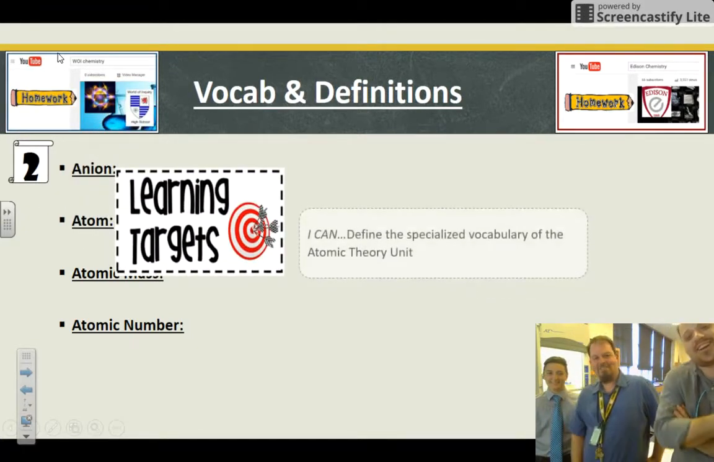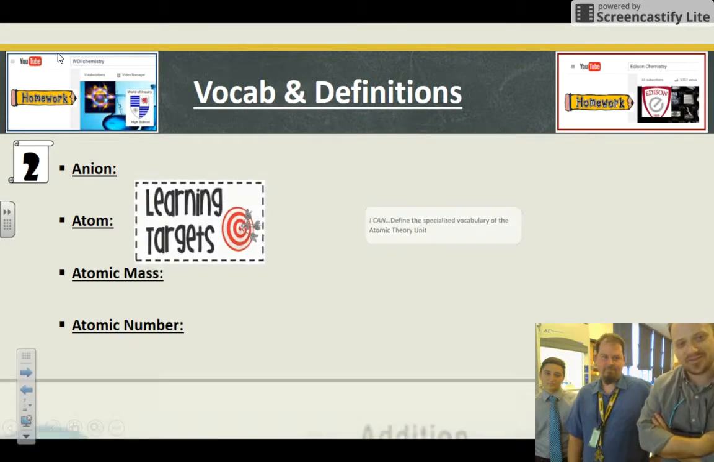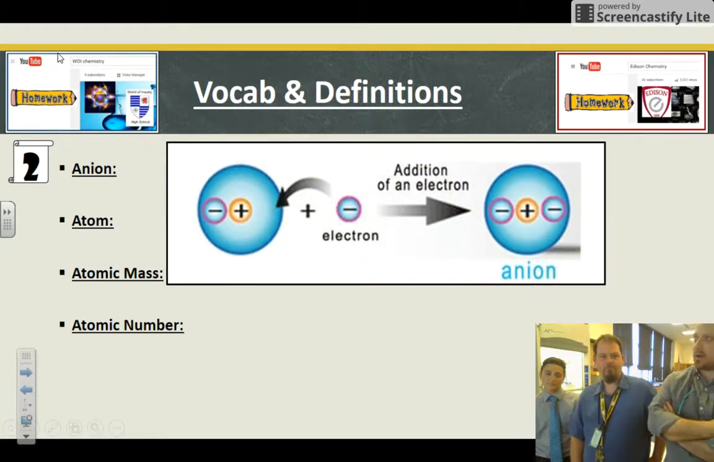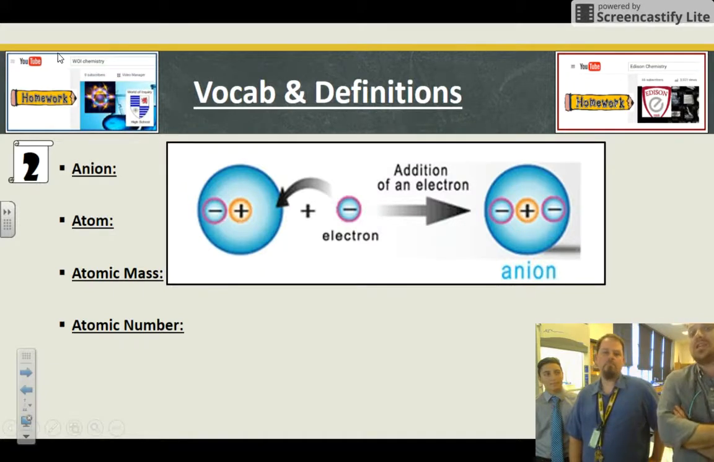First, all learning targets is standard. I can define the specialized vocabulary of the atomic theory unit. Anion, great picture. It shows an electron joining an atom, becoming an anion through the addition of an electron.